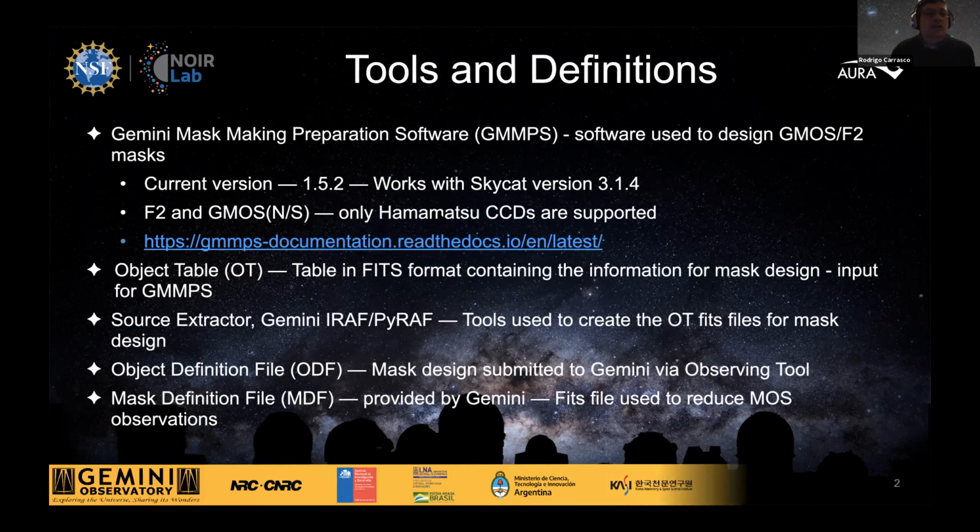To make a mask, we use the Gemini mask making preparation software, shortly called GMMPS. The current version of this software is version 1.5.2, and it works with SkyCat version 3.1.4. The software is capable of making masks for Flamingos-2 and GMOS South and North. Regarding the F2 MOS mask, I think Ricardo Salinas will talk about these new capabilities with Flamingos-2 in the infrared.